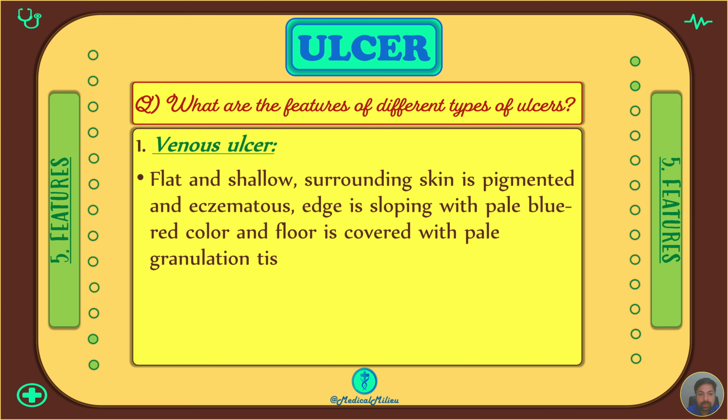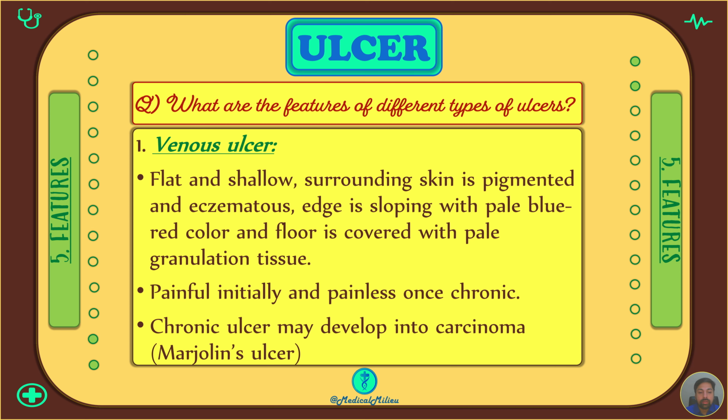The venous ulcers are usually flat and shallow. The surrounding skin is pigmented and eczematous. The edge is sloping with pale blue-red color and floor is covered with pale granulation tissue. They are initially painful and they become painless once they are chronic. The chronic ulcers may develop into carcinoma, which is called Marjolin's ulcer.